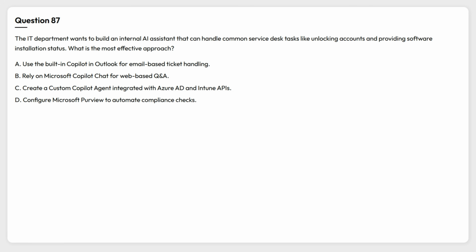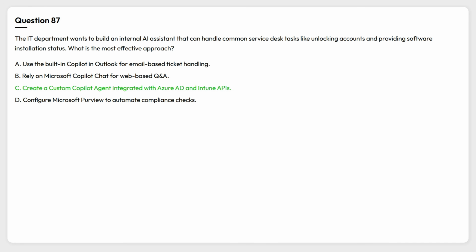Option A. Use the built-in Copilot in Outlook for email-based ticket handling. Option B. Rely on Microsoft Copilot Chat for web-based Q&A. Option C. Create a custom Copilot agent integrated with Azure AD and Intune APIs. Option D. Configure Microsoft Purview to automate compliance checks.